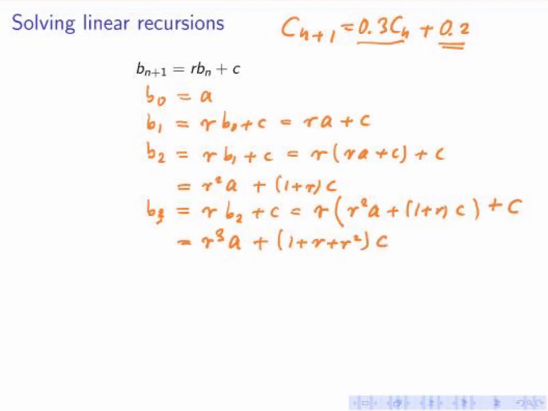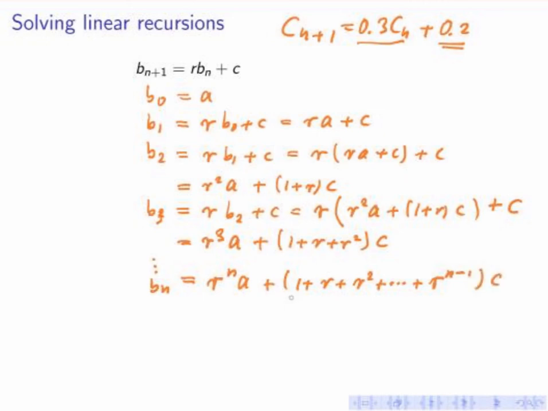If this is too quick, then please take a piece of paper and follow it through, and you will see that this is correct. So now if we go on and on and on, then we get R to the n A plus 1 plus R plus R squared plus etc. plus R to the n minus 1 times C.